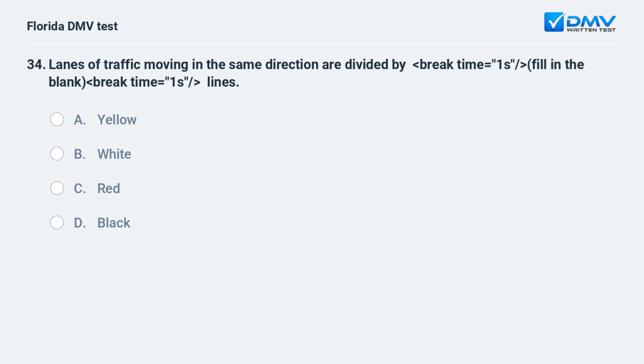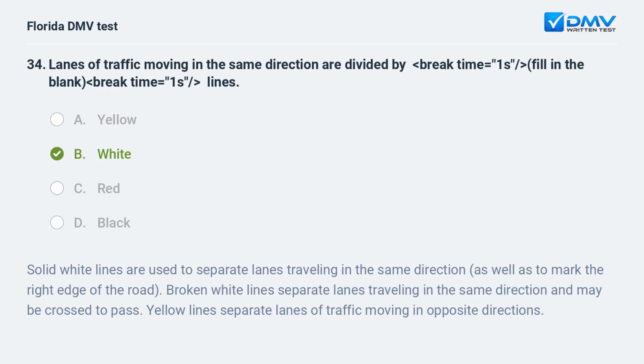Lanes of traffic moving in the same direction are divided by blank lines. A. Yellow. B. White. C. Red. D. Black. B. White. Solid white lines are used to separate lanes traveling in the same direction as well as to mark the right edge of the road. Broken white lines separate lanes traveling in the same direction and may be crossed to pass. Yellow lines separate lanes of traffic moving in opposite directions.